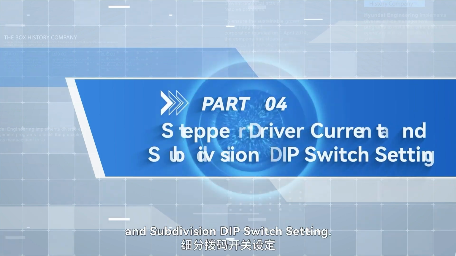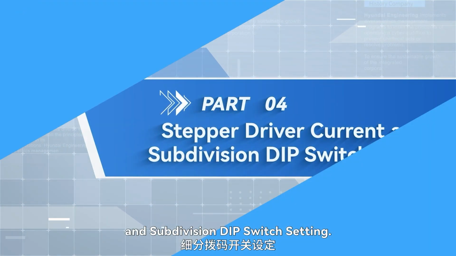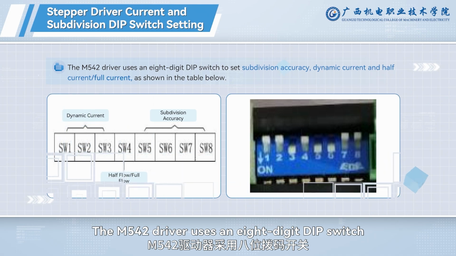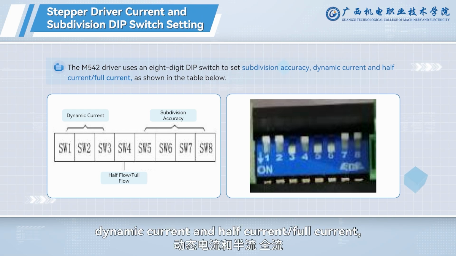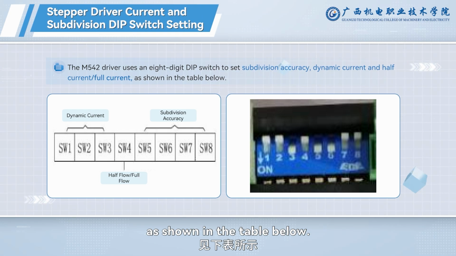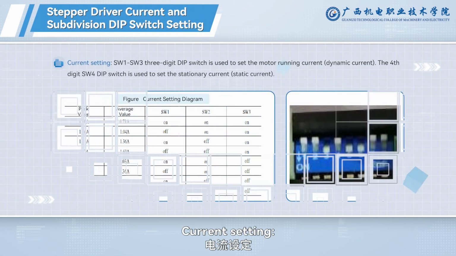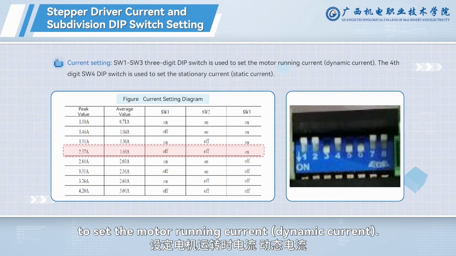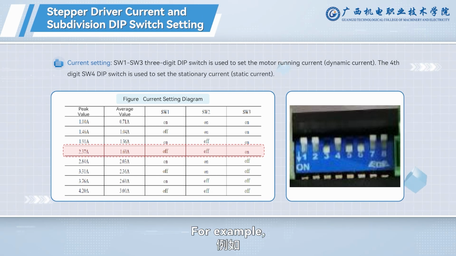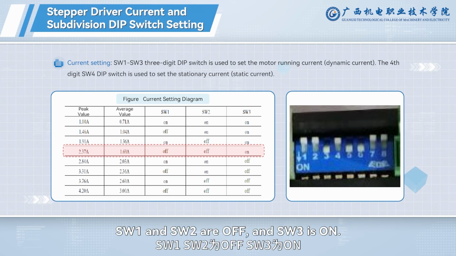Stepper driver current and subdivision DIP switch setting. The M542 driver uses an 8-digit DIP switch to set subdivision accuracy, dynamic current and half current or full current, as shown in the table below. Current setting: SW1 to SW3, a 3-digit DIP switch, is used to set the motor running current, the dynamic current. For example, the average current is 1.7 amperes. SW1 and SW2 are OFF, and SW3 is on.